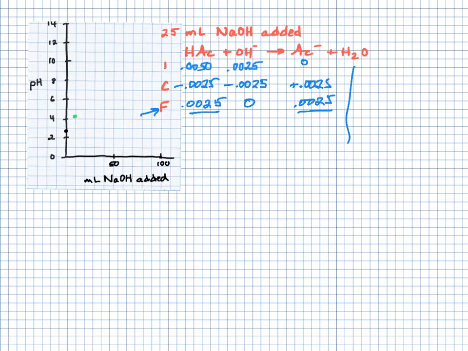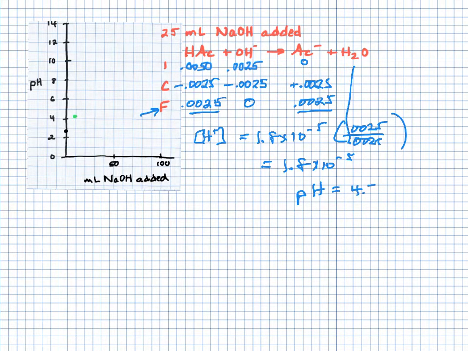Okay. So H plus, Ka, acid over base. So pH is going to be 4.74. So that's at 25 milliliters. So we're up here somewhere.